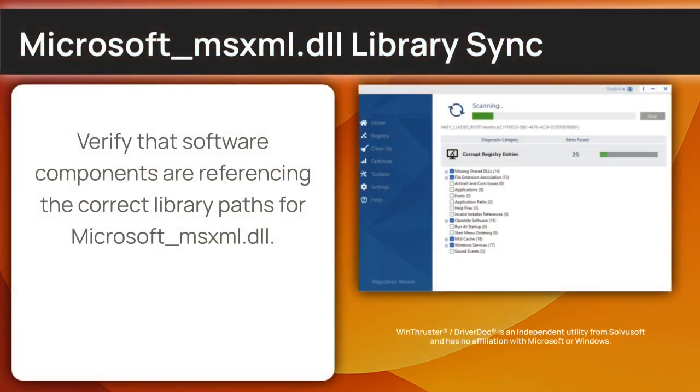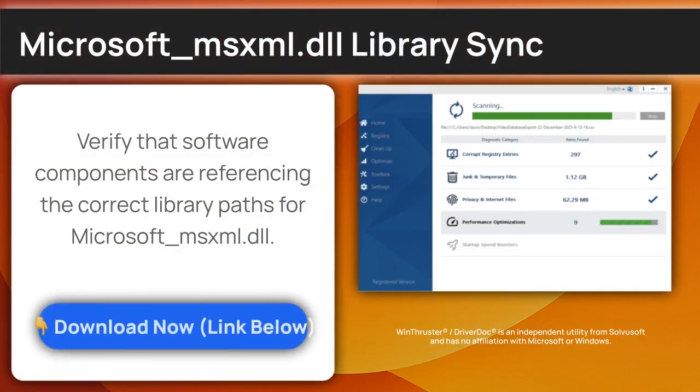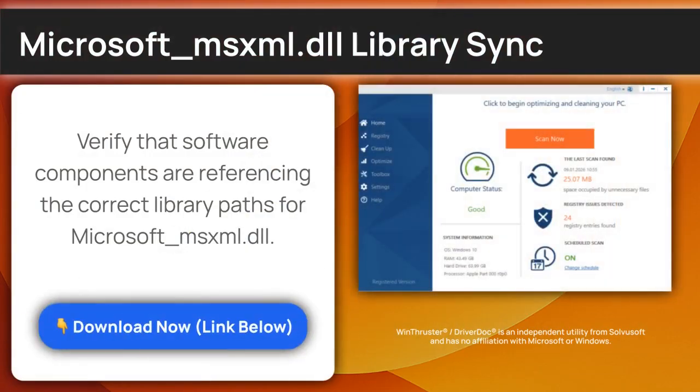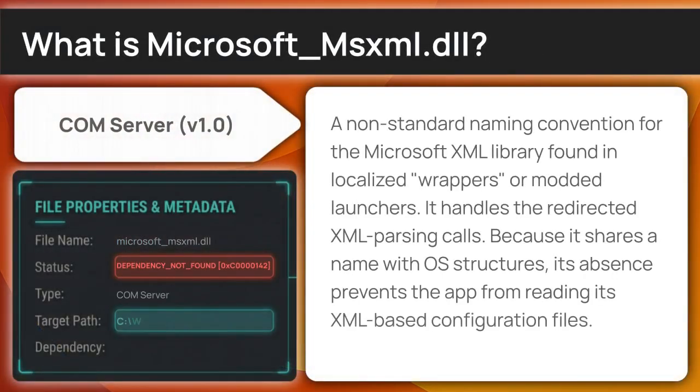To start fixing Microsoft XML Library manually, note that an official maintenance resource is also available to support system stability. This is the Microsoft XML Library, a non-standard naming convention for the Microsoft XML Library found in localized wrappers or modded launchers. It handles the redirected XML-parsing calls. Because it shares a name with OS structures, its absence prevents the app from reading its XML-based configuration files.